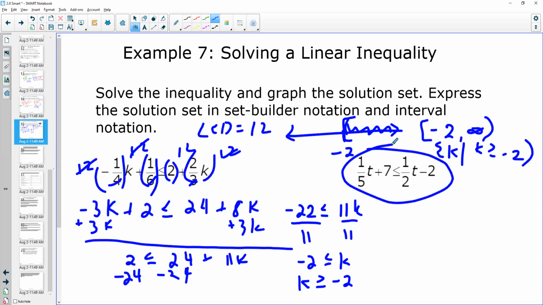When you get to an answer, the answer should be t is greater than or equal to 30. You try it. See if you can make it work. I know that you can. Just be patient with it. All right, let's do one more.